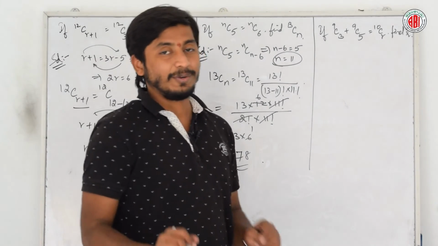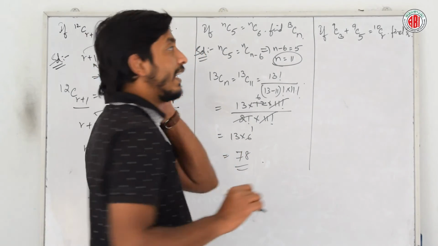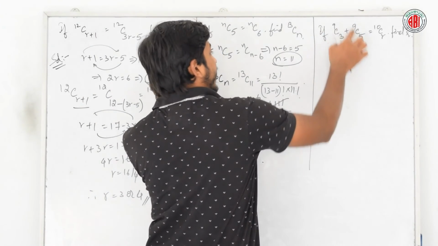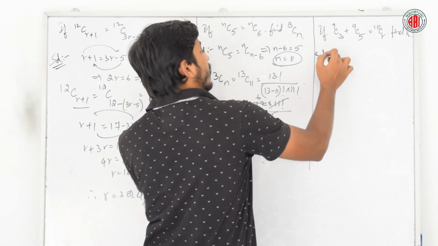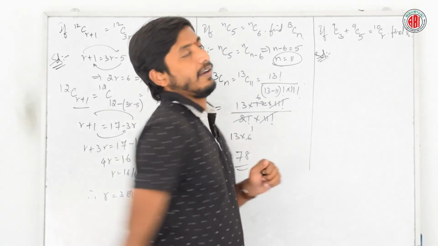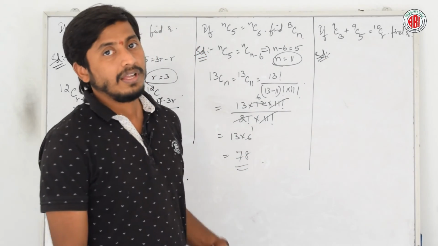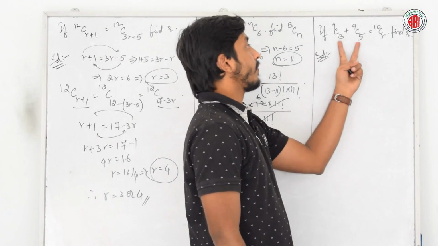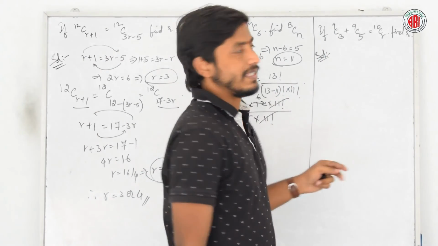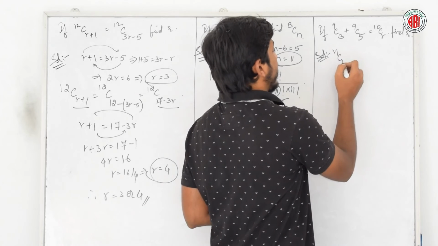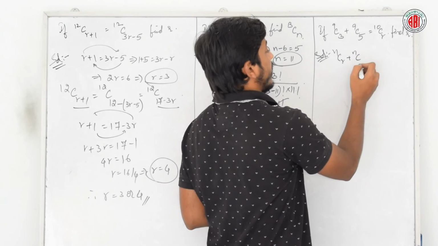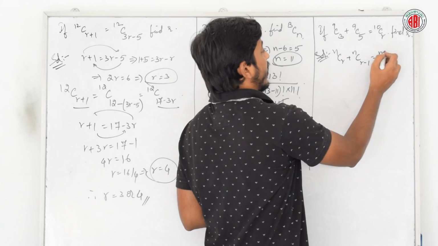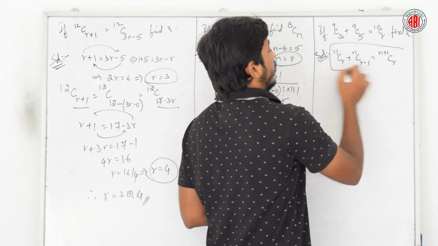Okay, so better don't get confused in between. Next, see here, 9C3 plus 9C5 is equal to 10Cr. So now I will change one of the terms from this. We had a formula. What was that? nCr plus nC(r minus 1) is equal to (n plus 1)Cr. Do you remember?